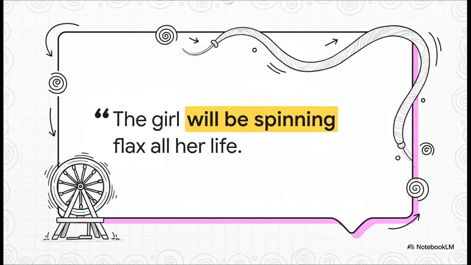Take a look at this sentence. The girl will be spinning flax all her life. See, this isn't just predicting that she'll spin flax once. It describes a continuous, ongoing state that's going to stretch across her entire future. It's the difference between saying, tomorrow I will work, which is just a fact, and tomorrow at this time I will be working. One is a statement, the other is a scene you can actually visualize.